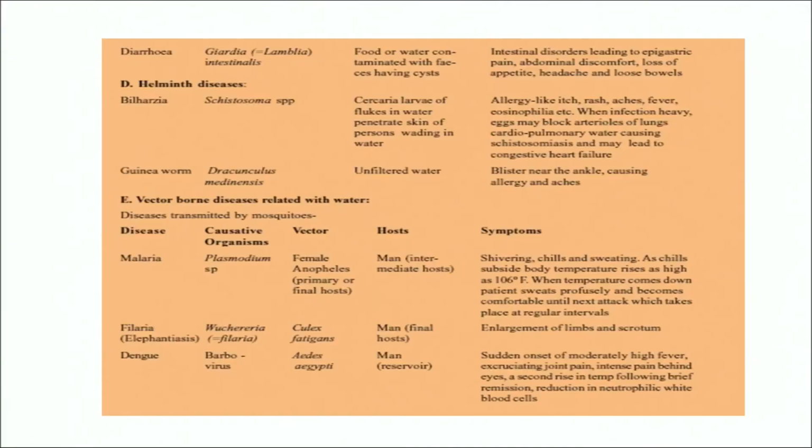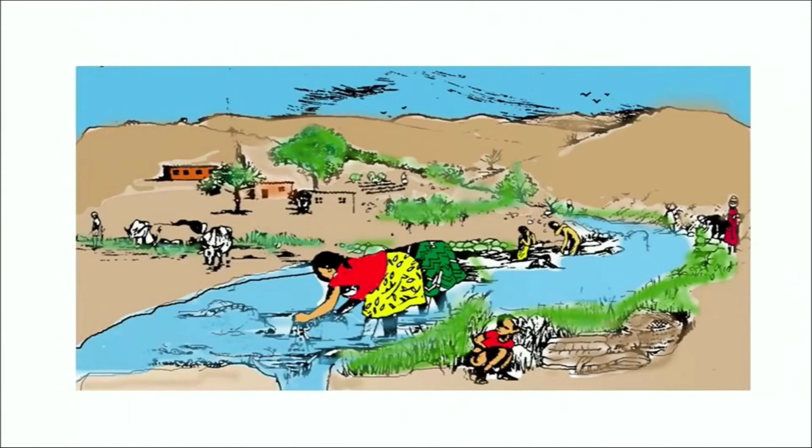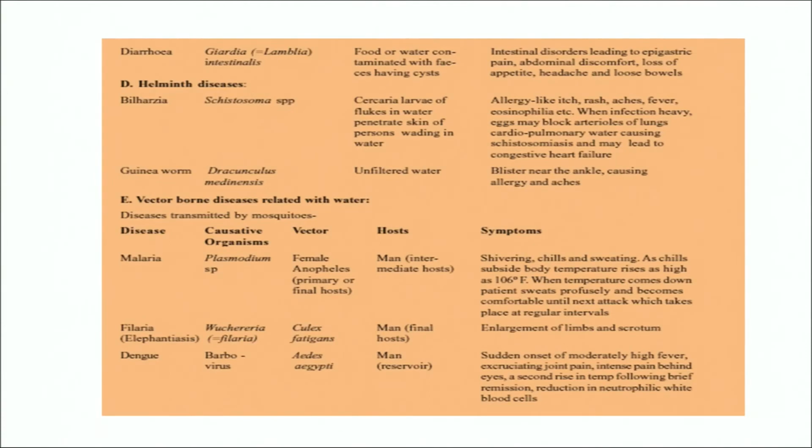Typhoid, cholera, diarrhea and leptospirosis are the bacterial diseases. Infective hepatitis is a viral disease. Amoebic dysentery is a protozoan disease as shown in this figure. Bilharzia and guinea worms are the helminth diseases, and malaria, filaria and dengue are the vector-borne diseases as shown in the next slide.